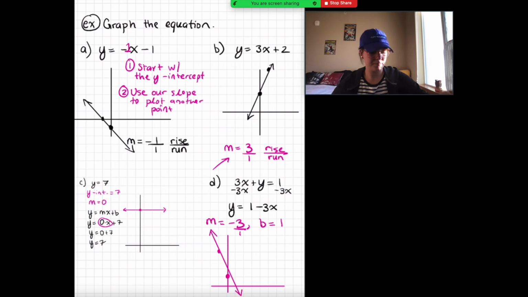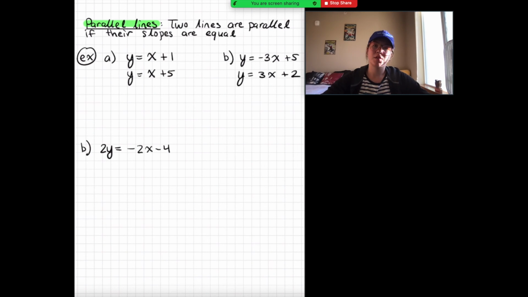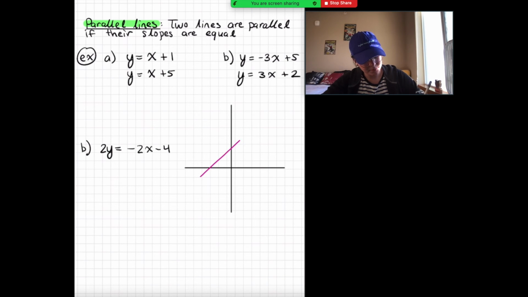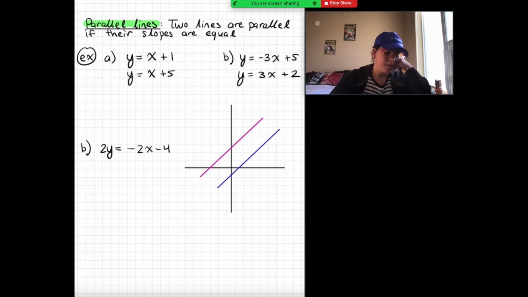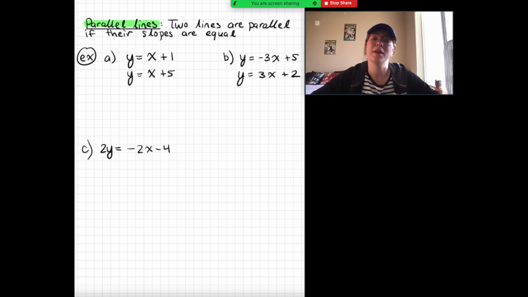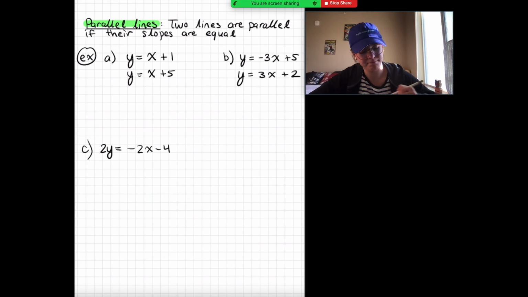And there's our line. Alright, so how do we know if two lines are parallel? Well, if we were to look at a graph of two lines that are parallel, let's see, we have this line, the pink line, and the blue line. Now, if you look at these two lines, what you might notice is that they never touch. And that's what parallel means. And that's because their slopes are the same. So in example A through C, we have to figure out if these two lines are parallel or not. So let's check it out.